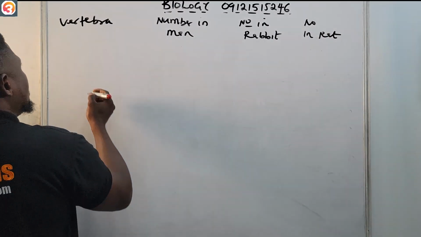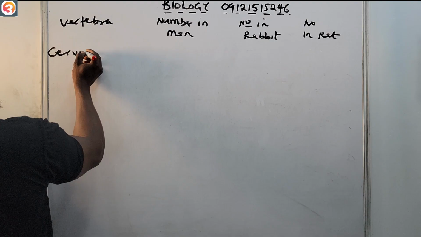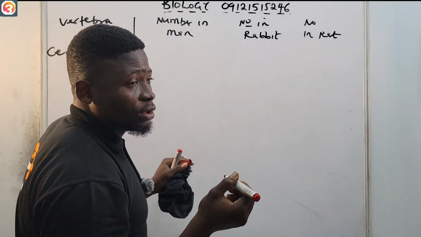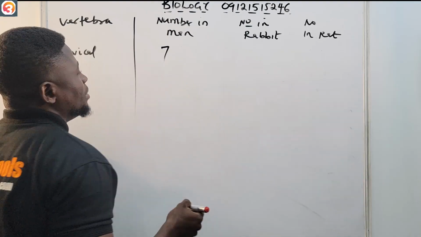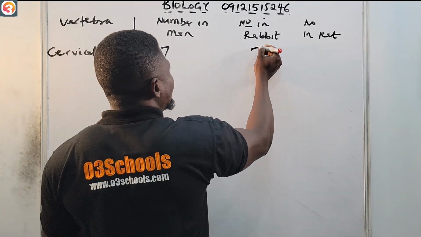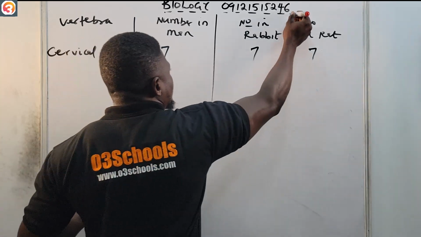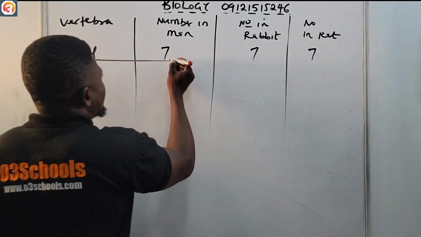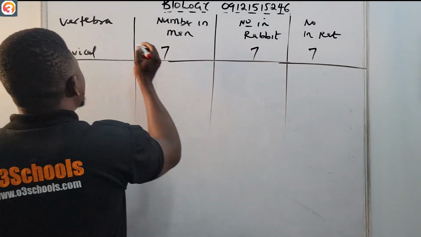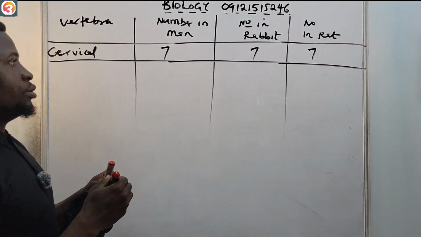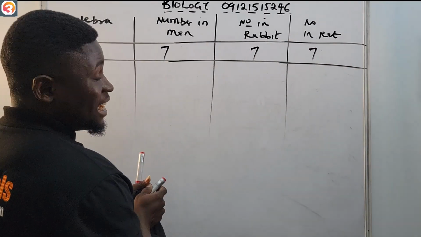Now we talk about number 1, the cervical vertebra. The number in man, we know, is from C1 to C7, so there are 7 in man. There are 7 in rabbit. Also, there are 7 in rat. Please take note of that. So the number of cervical vertebrae in man is 7, in rabbit is 7, and in rat is also 7.